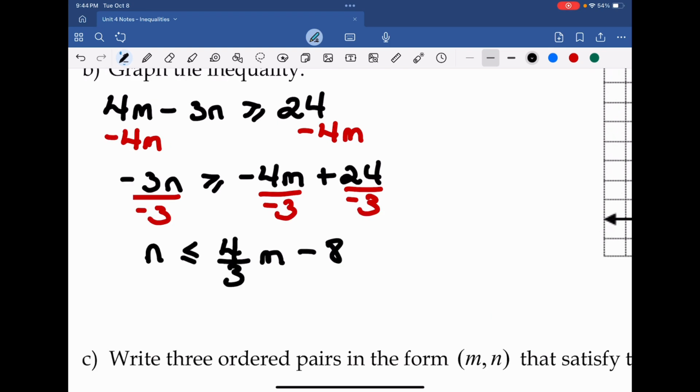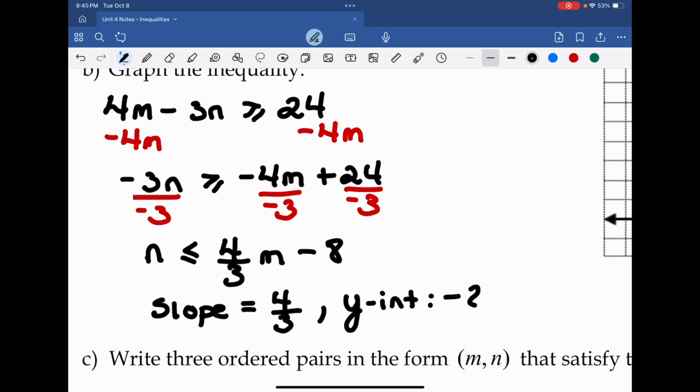Okay, now from here, what we want to do is we want to write out our slope. And just to avoid confusion here, instead of calling it the m value, because typically we call it the m, I'm going to call the slope, because I don't want to mix it up with the m within the problem. Our slope is 4 over 3. And then our y-intercept, which I'm going to use as y-int, is negative 8.